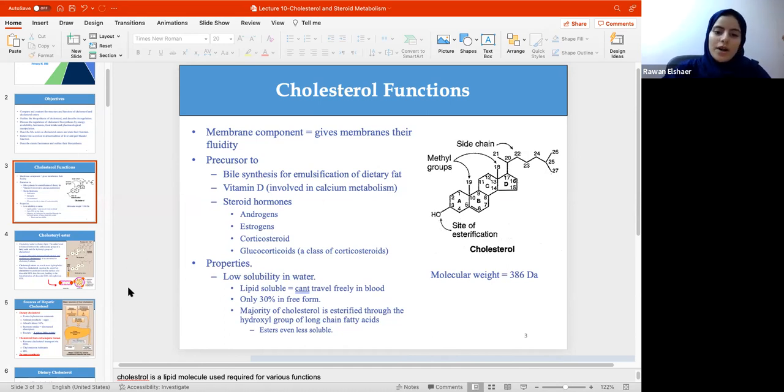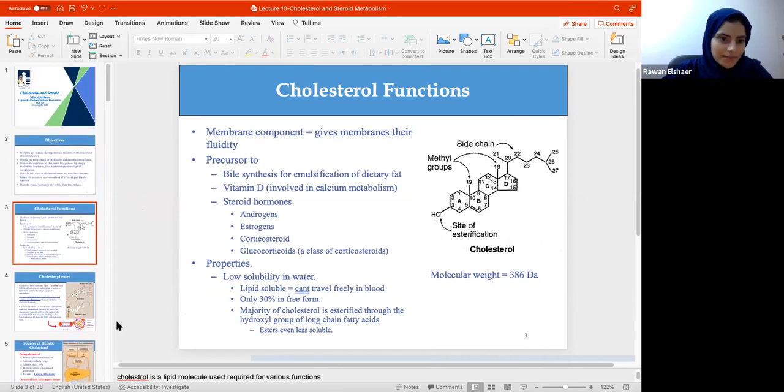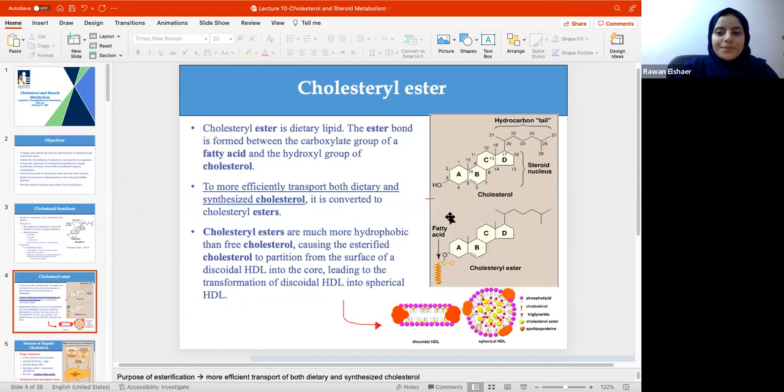So can you guys guess why you would want to do that? Why would your body want to make cholesterol esters, which are more lipid soluble? Does anyone know? Or can guess? Why would you want cholesterol esters? Okay, I'm guessing you guys don't know. Alas, we'll see. So, to be packaged inside the lipoprotein. Yeah, basically, to be packaged in a more efficient manner.